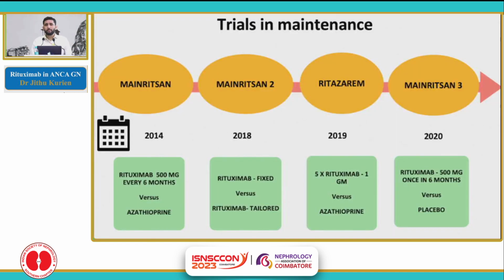Now coming to the trials in maintenance, it's all confusing, but let's make it simpler. One is the MAINRITSAN trial, which is the main trial. Then we have MAINRITSAN 2 and 3. The MAINRITSAN 1 trial tried to compare rituximab versus the conventional azathioprine. Whereas MAINRITSAN 2 and MAINRITSAN 3 were done on the same cohort over a period of time as a continuum. And then we have the third trial called the RITAZAREM trial.